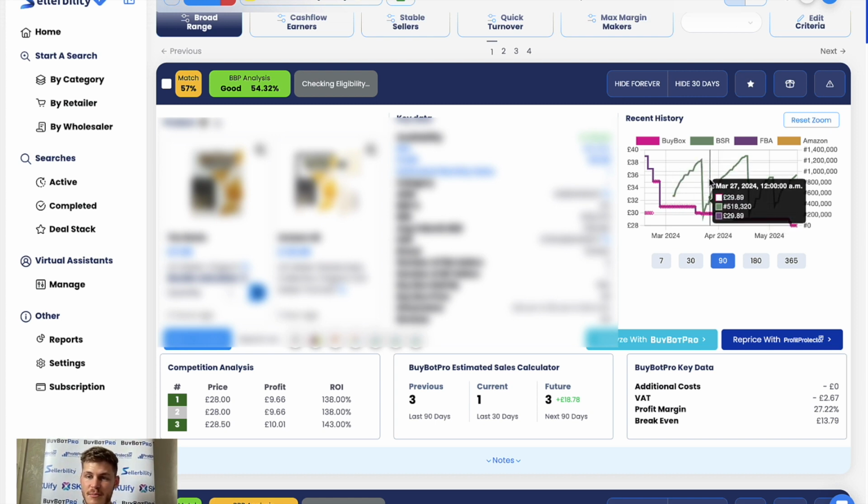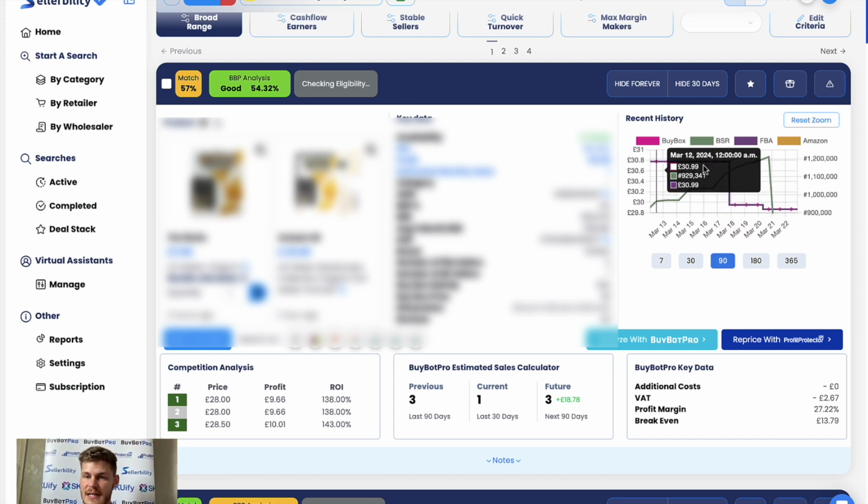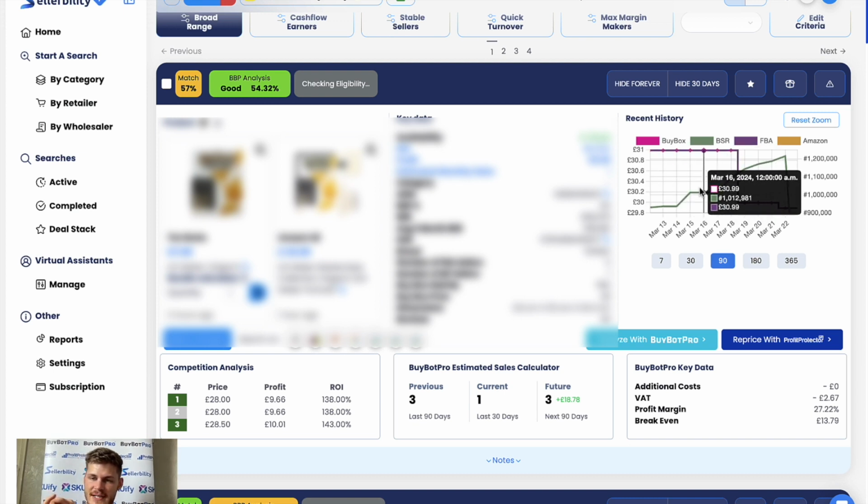If we need to look at a certain point in time in a lot more detail, if we click and drag, we can zoom into a certain area to get a real in-depth view as to what exactly was going on in this time period. But hopefully this gives you a better understanding of how these charts work and how much they can help you.